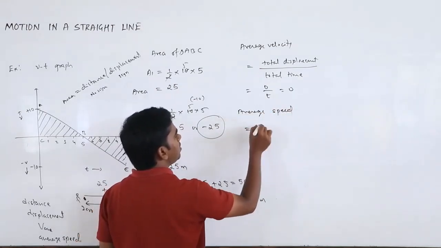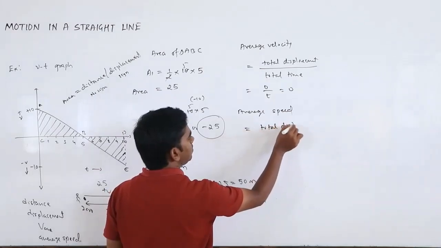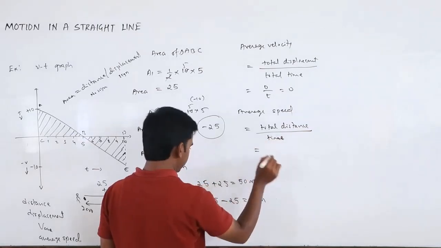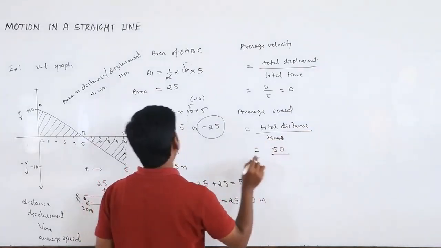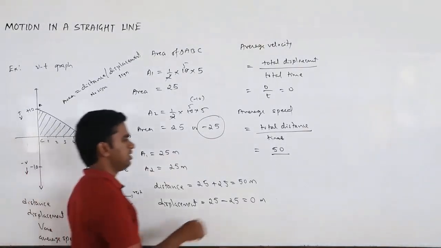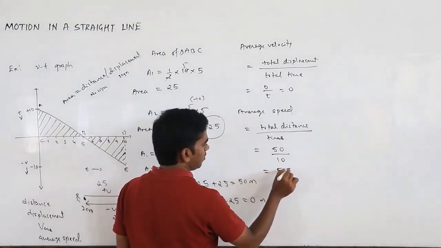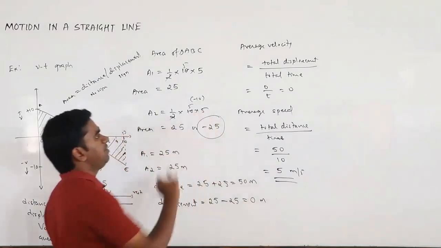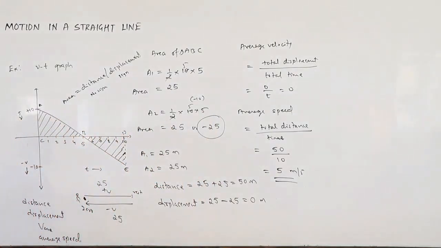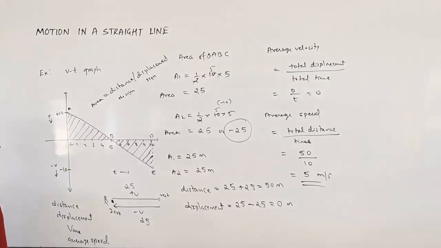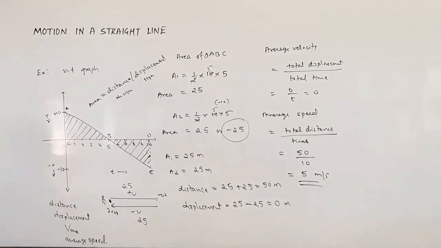Average speed is total distance divided by total time. Total distance is 50. Time taken is what? From here to here it is 5 seconds, so total is 10 seconds. So this will become 5 meter per second. This is the average speed, and your average velocity is going to be 0 because total displacement is 0. This is how you can calculate distance, displacement, average speed, or average velocity.